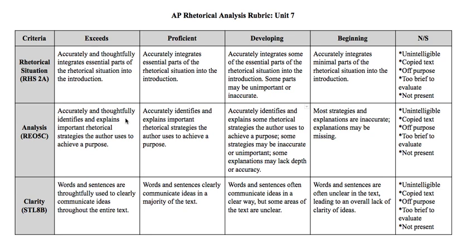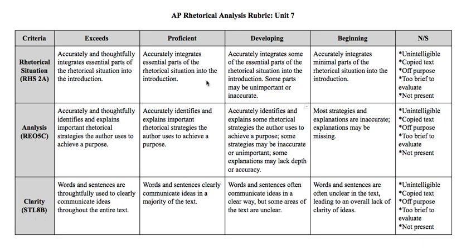I want to take a couple minutes to go over the rubric for this unit and also to clarify that I've modified our priority standards for this unit, because I want to make them more specific to our distance learning and make sure that they're fair to everybody. So what I've pretty much done is eliminate one of the standards. We've gone down from 4 to 3. And the three essential standards for this unit are rhetorical situation, RHS2A, analysis, REO5C, and clarity, STL8B.